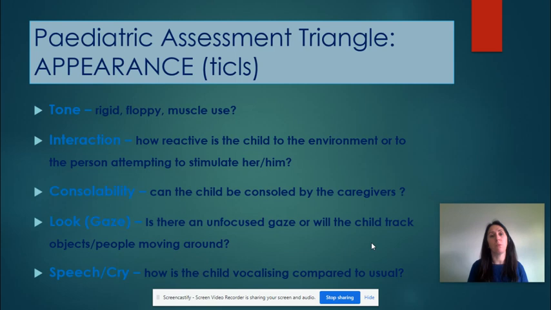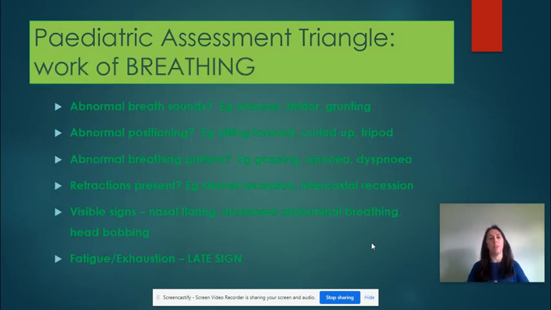All right, so first side of the triangle, the blue side, is appearance, tickles, tone, interaction, consolability, look, speech. All right, there's no K, there's no E, it's TICLS. Hope that's helpful, hope that's clear. Let's move on to the next side of the triangle, the green side, which is the work of breathing.